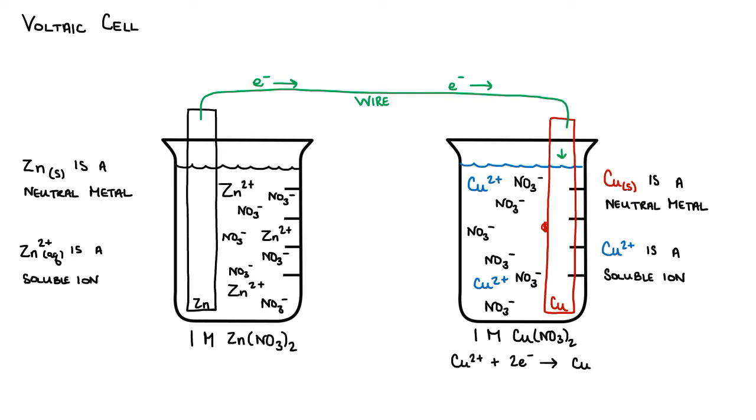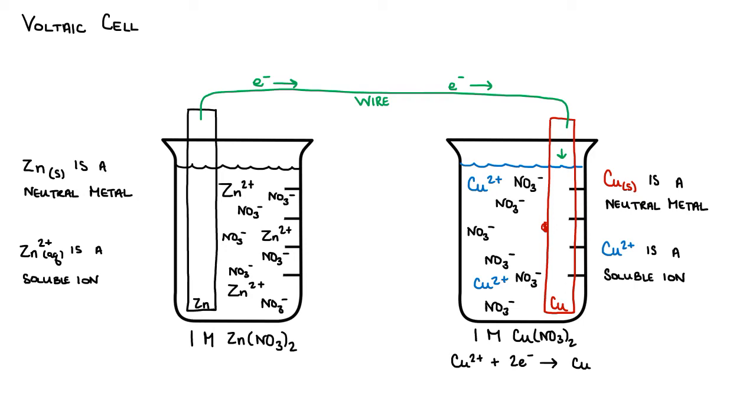So just to take a step back and look at what happened on a macroscopic scale here, the copper metal piece got bigger. It got more massive because now it has an extra atom of copper on it. The solution that was very blue is just slightly less blue because it lost a copper 2 plus ion. So that's what's happening on the copper side of this beaker.